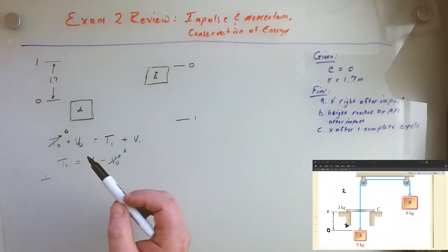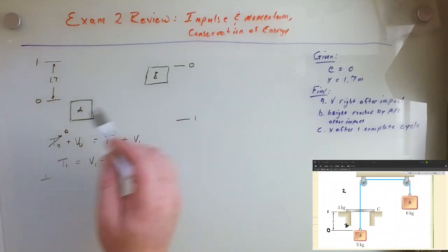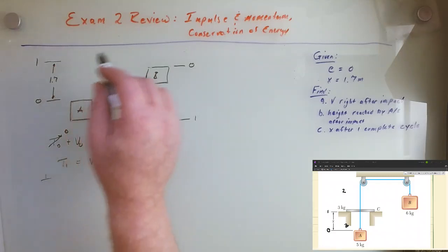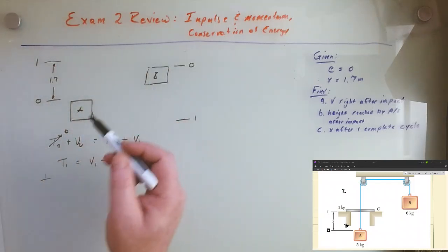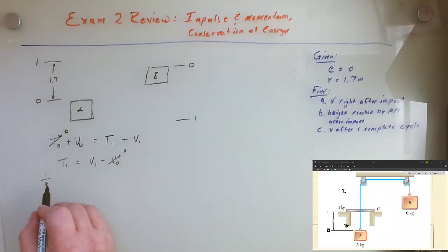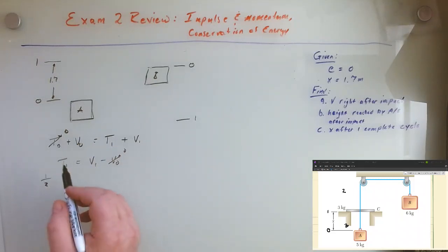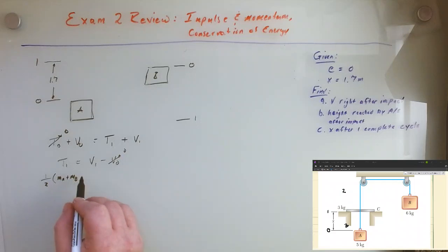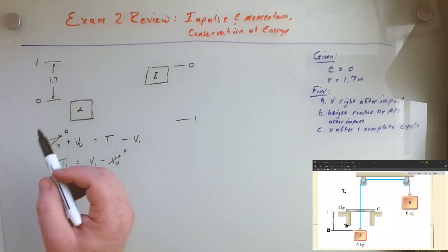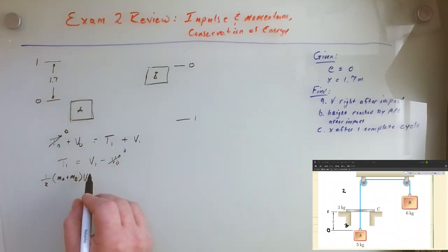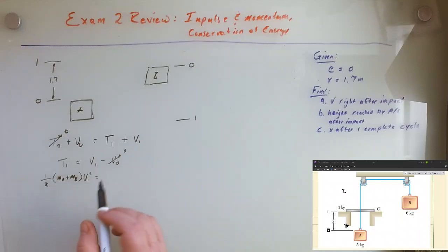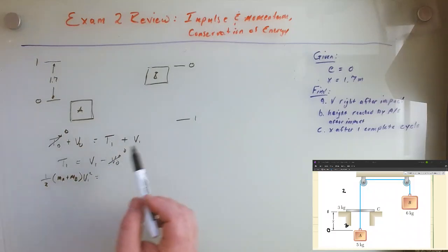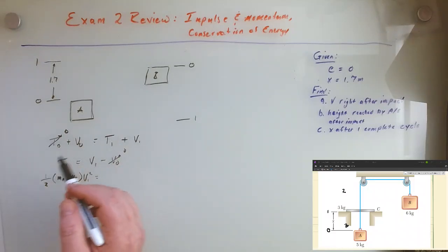So the kinetic energy is 1/2 mv squared, so the masses are connected by a rope, right? So what that means is that the velocity is the same for both sides. So 1/2 (mA plus mB) v1 squared is going to be equal to the potential energy of both of these.